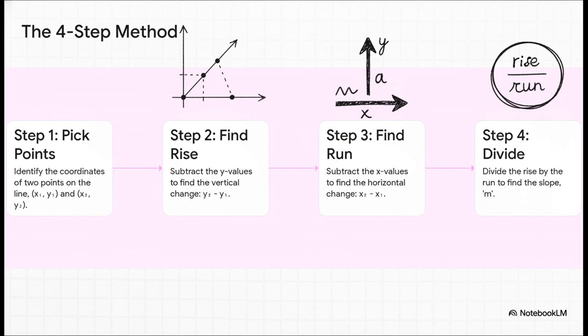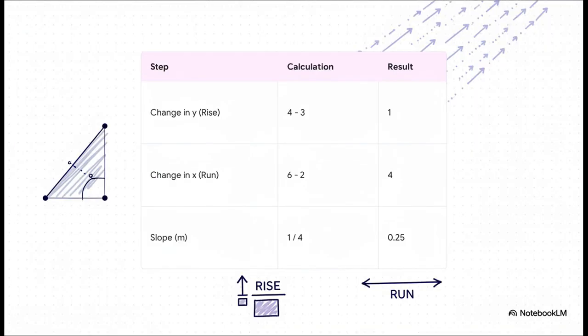That's it. Let's walk through one together right now. So let's say we have the points (2, 3) and (6, 4). Okay, the rise is the change in y, so that's 4 minus 3, which is 1. The run is the change in x, so 6 minus 2, which is 4. So our slope, our rise over run, is 1 over 4. And what that really means is this line goes up 1 unit for every 4 units it moves to the right.